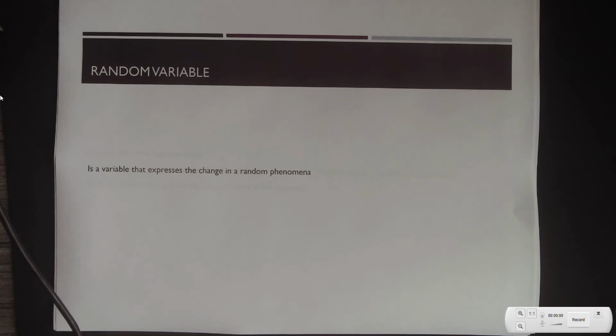So, a random variable is a variable that expresses the change in a random phenomena.